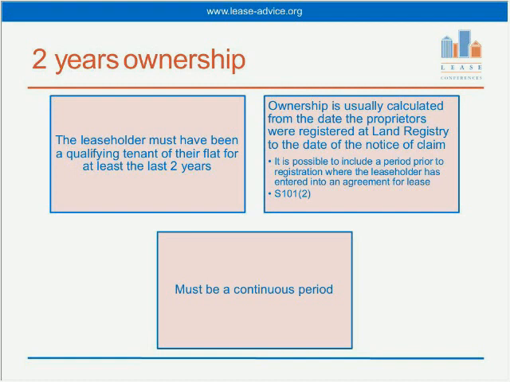Now, how does one work out when two years runs? Well, it's usually calculated from the date that the owner of the flat, having bought the flat, is registered as such as the registered proprietor at the land registry. There might be a period of a month or two from the date of completion to the date of registration, but it runs really from then. Although if it's a grant of a new lease, say, and there's an agreement for a lease, one can include the period prior to registration where the leaseholder has entered into an agreement for lease. And that's section 101(2) of the 93 Act. And it must be a continuous period of two years.